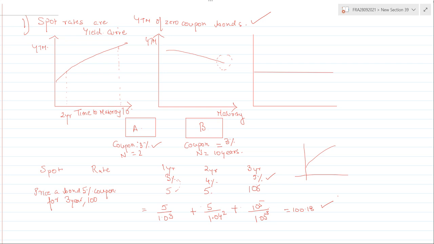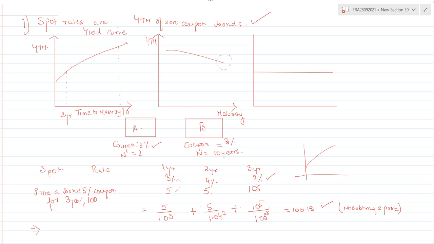Now guys, the price calculated using spot rates is the no arbitrage price. If the bond price differs from the no arbitrage price, an arbitrage opportunity would exist in the absence of transaction cost. So if the price of the bond in the market is different from this price, arbitrage opportunities would exist.